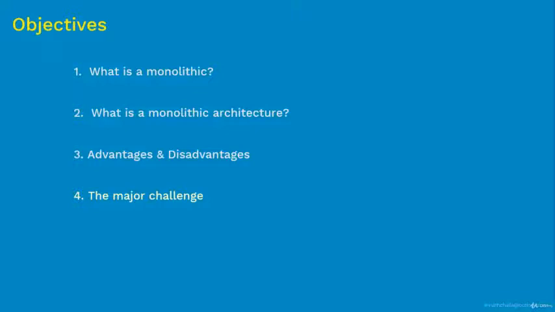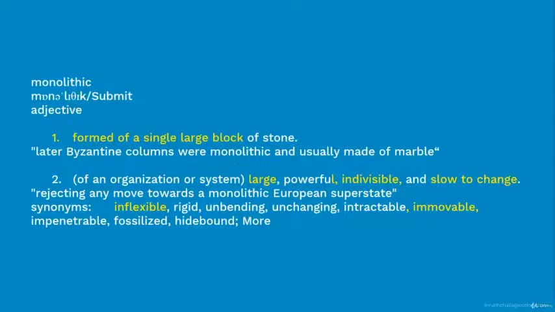With that, let's get started with our first topic in this video, and that is, what is monolithic in general? If you just Google what is monolithic, here is the definition you will get. To make it easy for you, I have highlighted the text that you might want to focus on. So monolithic in general is something which is a single large block, indivisible, hard to change, inflexible, and immovable. That briefly explains at a high level monolithic architecture in IT and its characteristics as well.